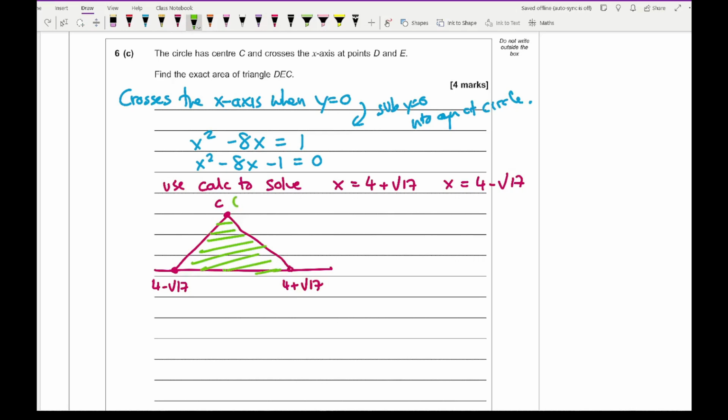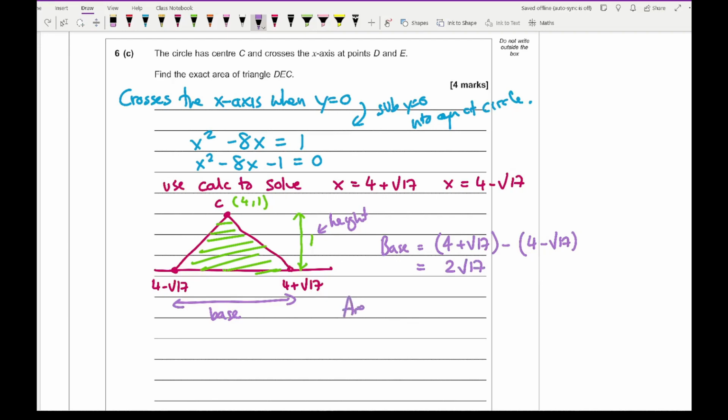Now, the point C is at 4, 1, which basically means that the distance from the x-axis to point C is going to be 1. So the height of that triangle is 1. So then to work out the base of that triangle, and this is the height, the base is going to be the difference between these two numbers. So it's going to be 4 plus root 17 minus 4 minus root 17, and if I type that into my calculator, I get an answer of 2 root 17.